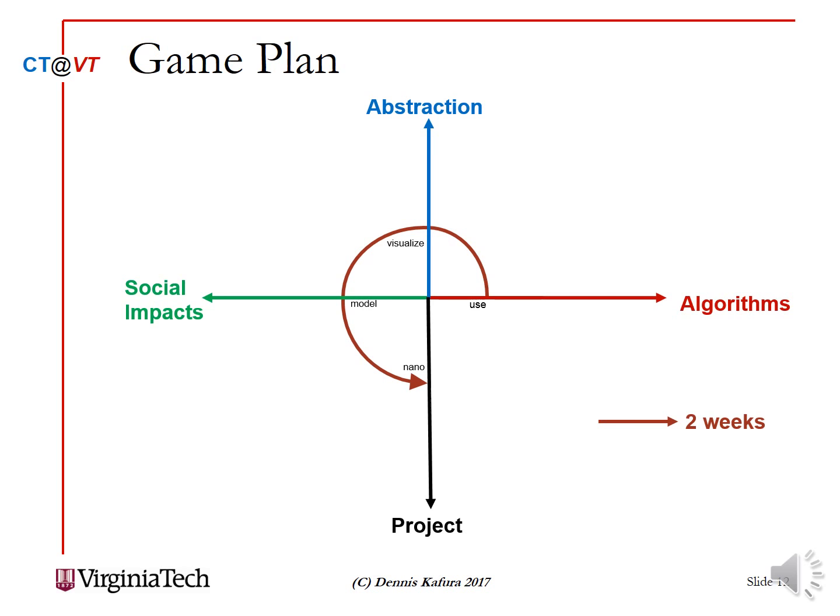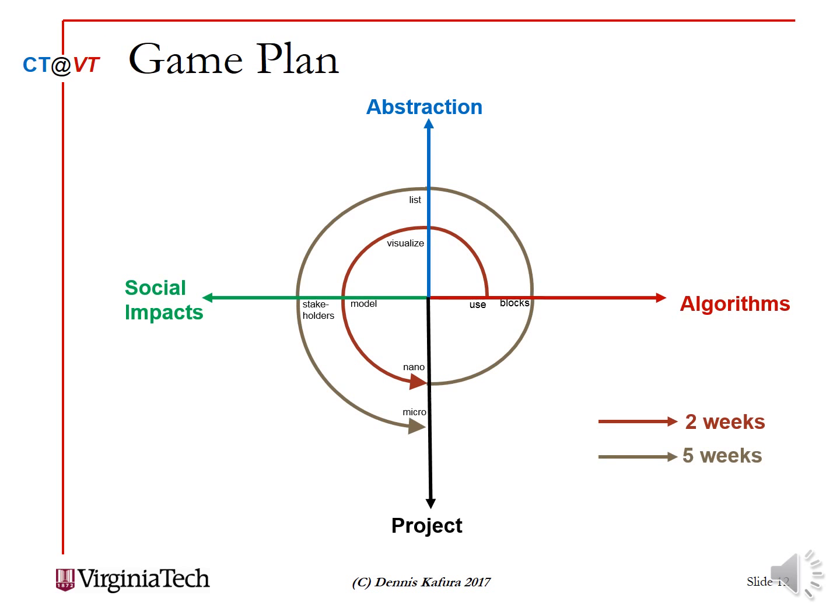The first cycle is completed in the first 2 weeks. In this cycle, we will use already prepared algorithms to visualize information that helps us to answer a question and begin using the model of social impacts. The first cycle ends with a short, quick project called a nano project, the name suggesting that this is a small project.